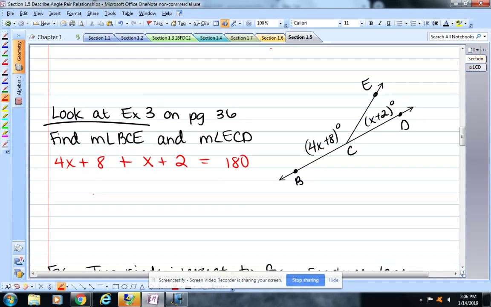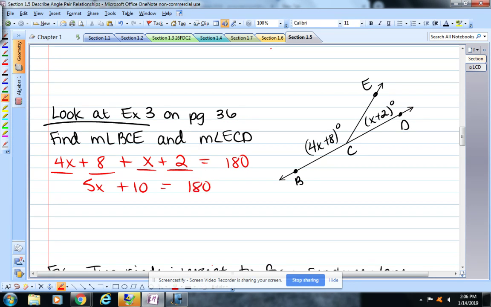4x plus 8 plus x plus 2. Y'all understand that? They're making a line so we can set it equal to 180. So now I got like terms, right? They're on the same side of the equal sign. They treat them like terms. So what is 4x plus 1x? 5x. What is 8 plus 2? 10 equals 180. Let's track my line there.